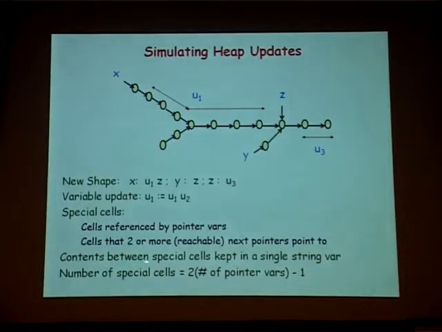So basically the contents between special cells are kept in a single string variable. The number of special cells can be bounded, and that's the sort of intuition why you can represent the heap using a finite number of these output variables which never get examined.